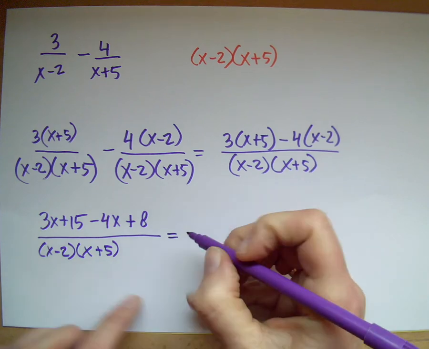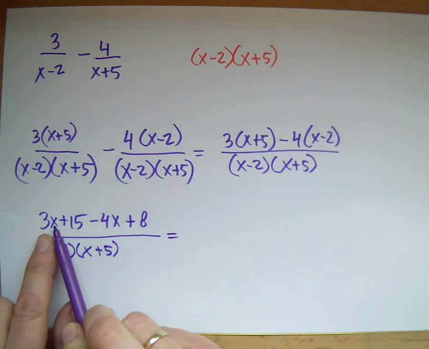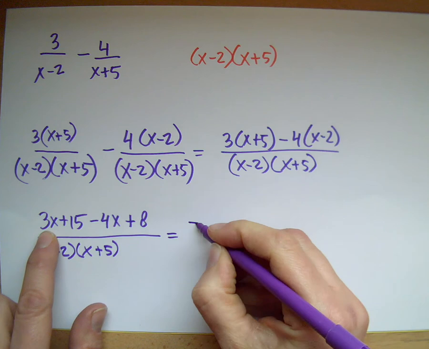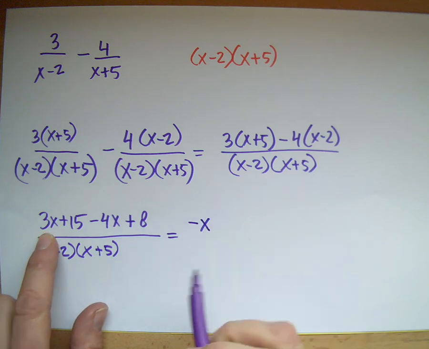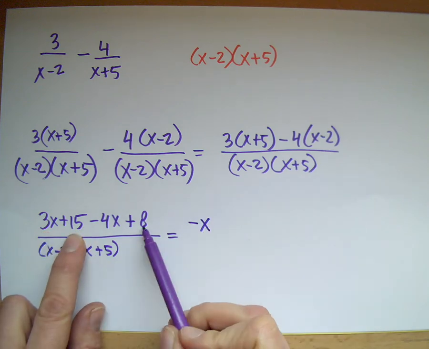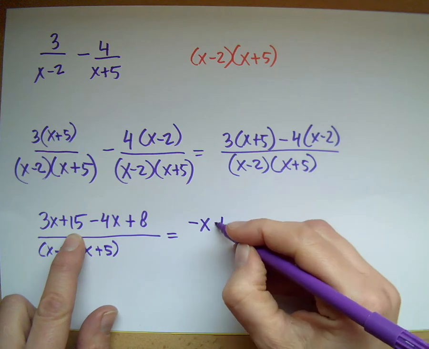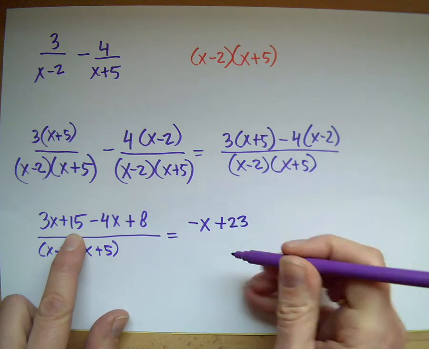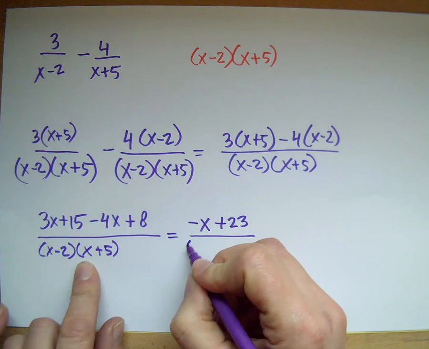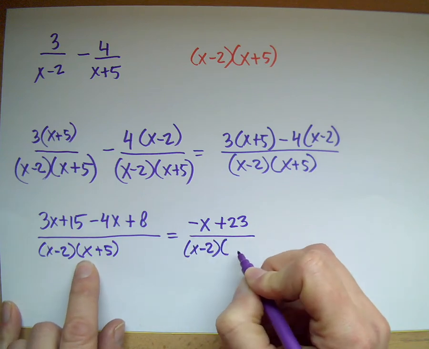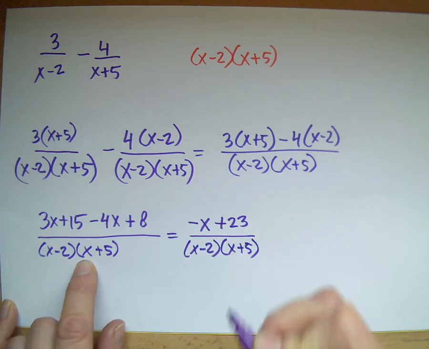There we go. Now we can collect like terms. See, we have a 3x and a negative 4x. That makes a negative 1x or negative x. I have a plus 15 and a plus 8. That's plus 23 all together. And copy down my denominator again.